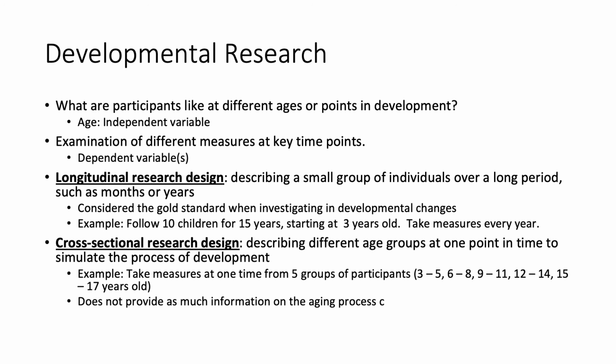So rather than tracking a couple individuals for many months or years, like the longitudinal research design, you can take the measurements at one time point from 5 different groups of participants. So going back to our example, you can split it up into different age ranges, say from 3 to 5, 6 to 8, 9 to 11, 12 to 14, and then 15 to 17 years old. So even though this allows the researchers to complete developmental research in a shorter time period, there are some issues. A big one is that it doesn't provide as much information on the aging process, compared to longitudinal research designs.